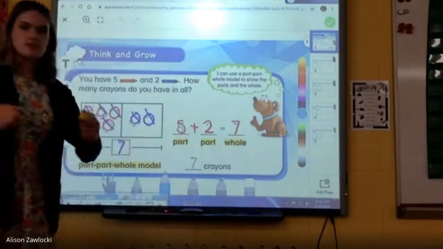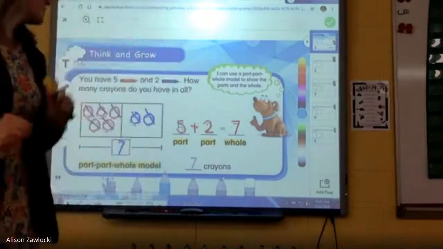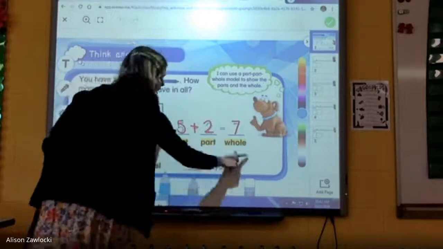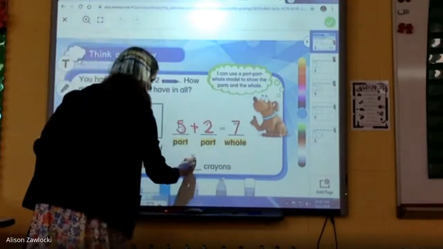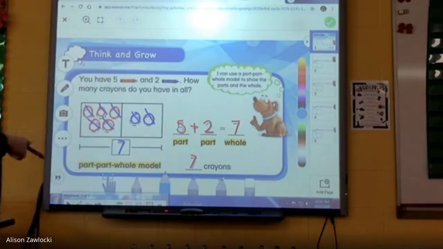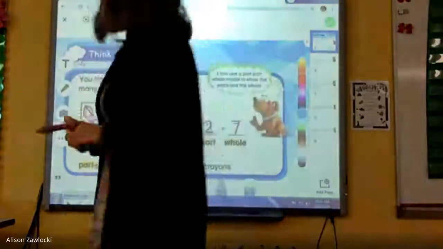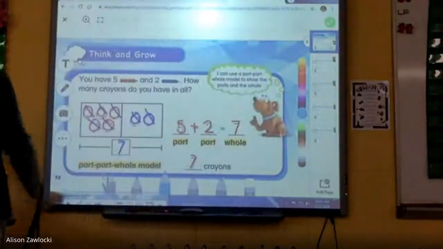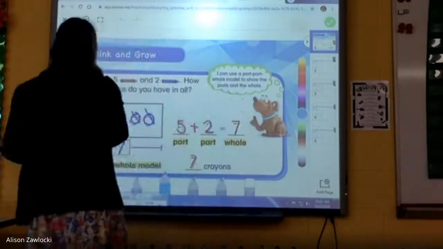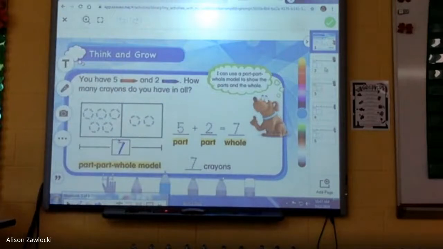So remember, this is one part, this is another part, and put them together. That equals your whole. Then you'll write how many you have in all. I'm going to write 7 crayons right there. So you're using the part, whole model, remember? So that means you have 2 parts and you put them together to make a whole. I am going to do the first one with you, but I want you to do the rest on your own because I know you can do it.